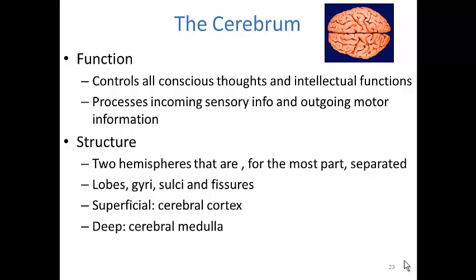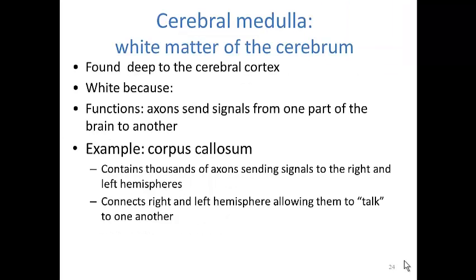And the cerebrum has an outer layer and an inner layer. The outer layer is called the cerebral cortex, and that's where all the fun is. And then deeper to that is the inner layer called the cerebral medulla. So the cerebral medulla contains the white matter of the cerebrum. So this is found deep to the cerebral cortex. And it's white because, like other forms of white matter, it contains mostly myelinated axons.